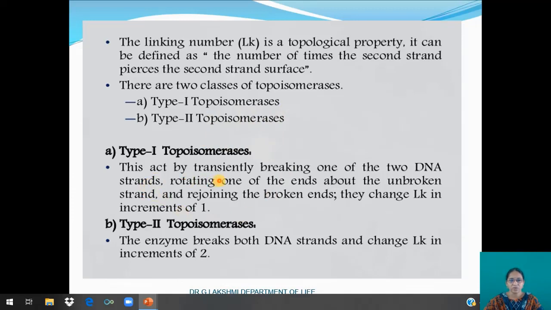Coming to type 1 topoisomerases, this acts by transiently breaking one of the two DNA strands, rotating one of the ends about the unbroken strand, and rejoining the broken ends. They change the linking number in increments of 1. That means it removes one supercoil at a time. Coming to topoisomerase 2, this enzyme breaks both DNA strands and changes the linking number in increments of 2. That means it can cut both strands of the DNA and removes two supercoils at a time.